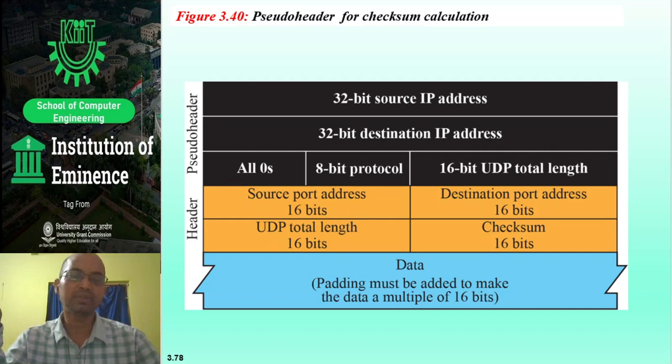An 8-bit protocol field represents what type of protocol it uses, and a 16-bit total length field. Then the source port number, destination port number, the UDP length related to the UDP header, and the remaining is called data. This pseudo header is computed for both TCP as well as UDP in order to find the checksum. You add all this information to find the sum, and you complement it to get the checksum, and that checksum value is placed in the checksum field of the UDP header. That is the objective of describing the pseudo header.